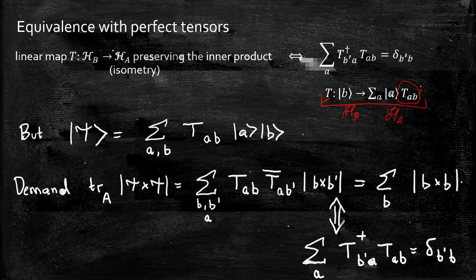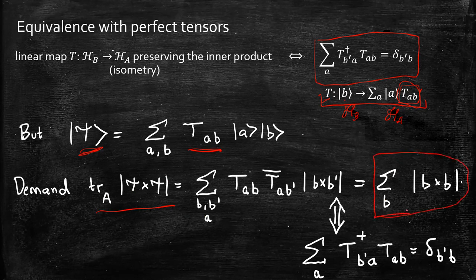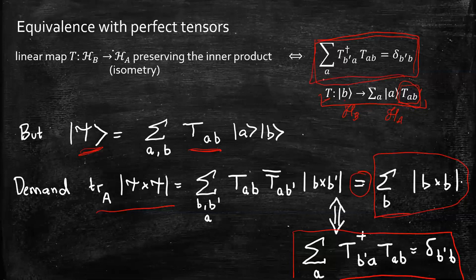And if you want this map to be an isometry, so if you want inner products between inputs to be preserved as outputs, so if you want to maintain the distinguishability of inputs, then this property has to be satisfied. But on the other hand, you can treat these tensor elements, T_AB, as coefficients in the basis representation of some quantum state. And now, if you demand that this quantum state, psi, is maximally mixed, you just calculate the trace over A of the state, and here you demand that it is maximally mixed. Then this equation here is equivalent, of course, to the demand that this is satisfied, which is exactly the condition for the map to be an isometry.